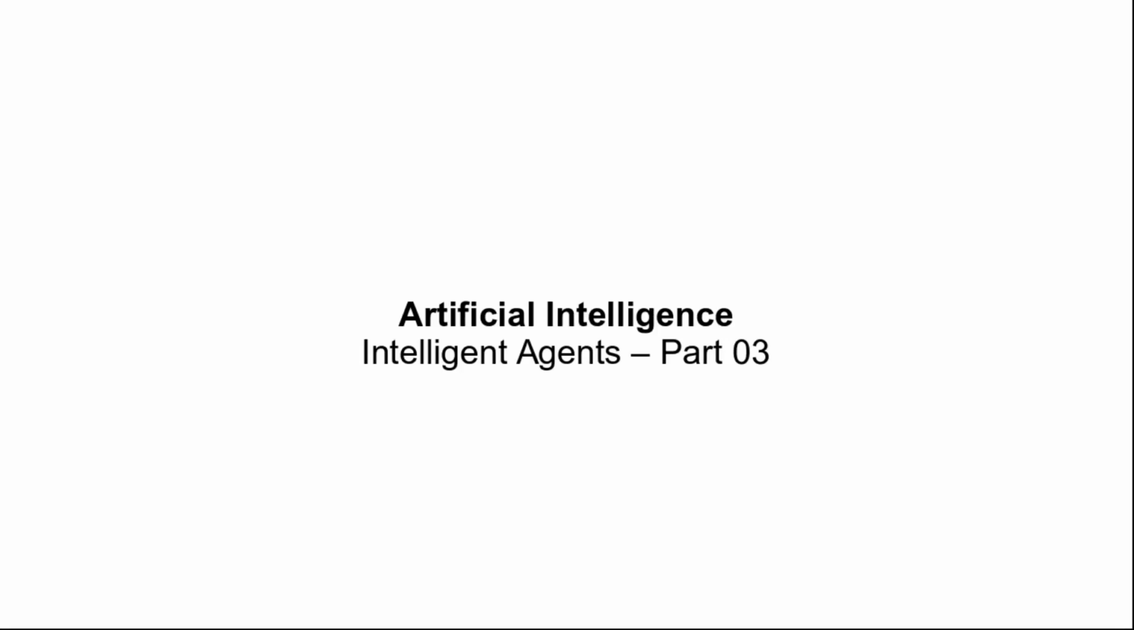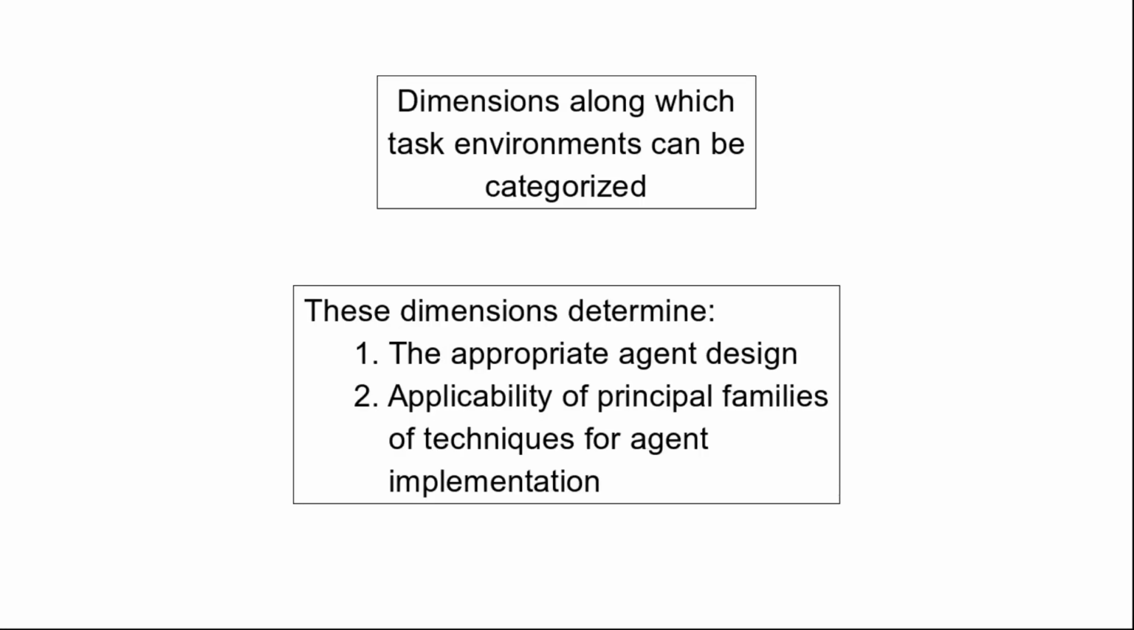Today's class will also be on intelligent agents. In the last class, we talked about rational agents and we also talked about task environment and the PEAS description also. In today's class, we will talk about the different dimensions along which task environments are categorized.